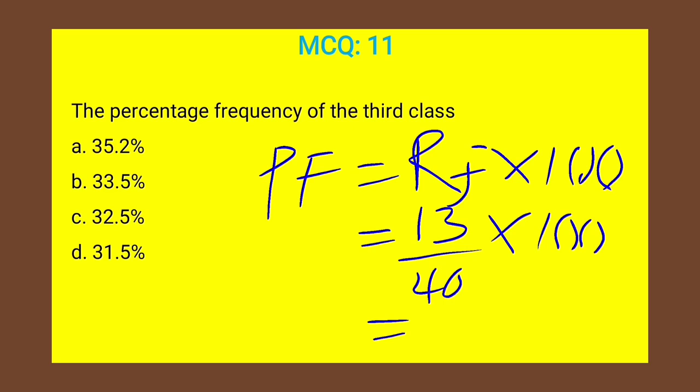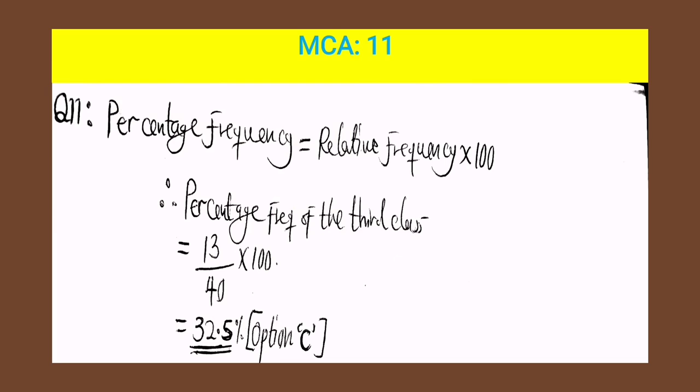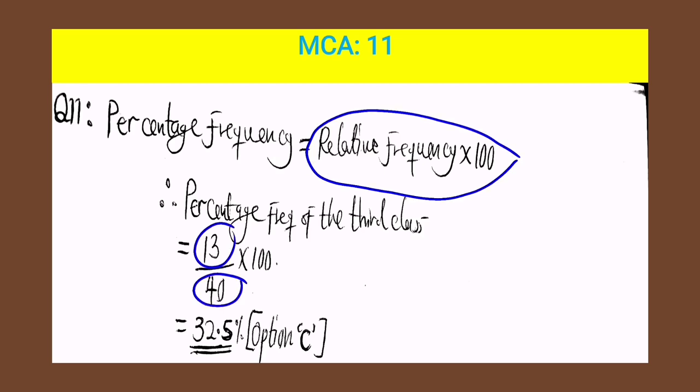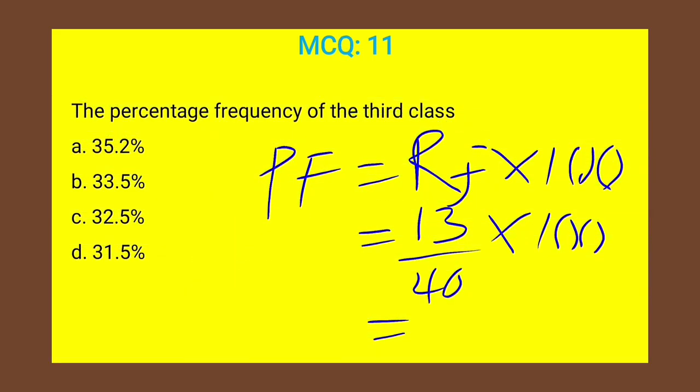So let's take note of that. Let's see the summary solution to this approach. The percentage frequency equals the relative frequency multiplied by 100, as I was saying. Here the frequency for the third class was 13, and the total frequency was 40. I then multiply by 100, and at the end I arrive at 32.5, and that would be option C. So that was our answer for the percentage frequency of the third class. Let's take note of that.